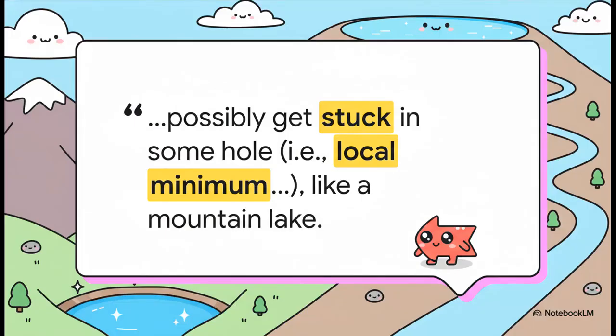Okay, so one of the biggest dangers is simply getting stuck. The source material uses this great image of a mountain lake. Think about it. You could hike down into a small dip and think, hey, I'm at the bottom. But it's just a little hole, a mountain lake. It's not the true bottom of the entire valley system. This is what's called a local minimum, and it's a huge problem because it can trick the algorithm into stopping, thinking it's found the best answer, when a much better solution is just over the next ridge.